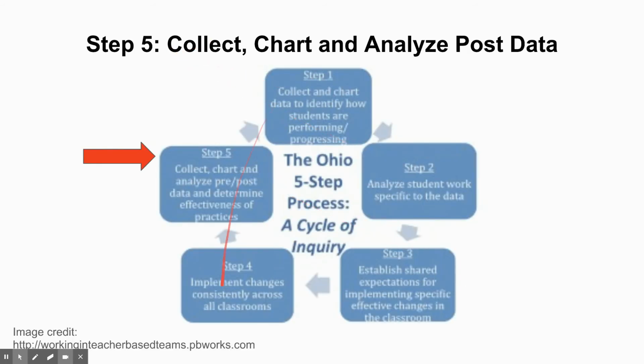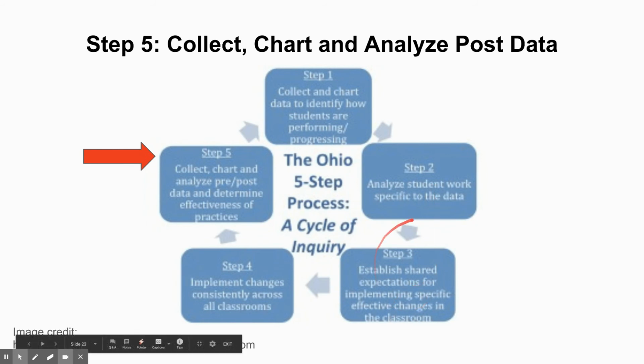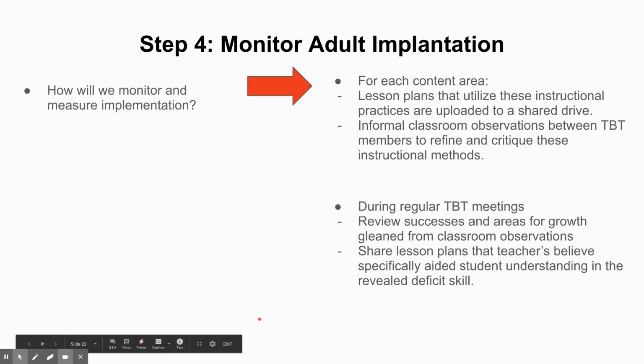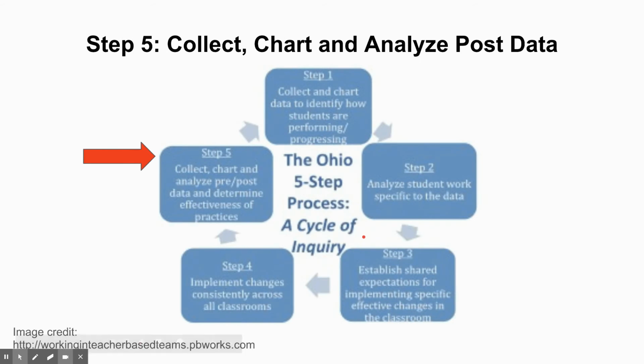The final step, so we have collected and disaggregated the data. We have analyzed the data to reveal student weaknesses and strengths. We have established a set of shared expectations for how we're going to implement and monitor. We have done the actual work, implemented and monitored the changes, as well as monitored adult implementation. This is what we said we were going to do. Did the adults actually do it?